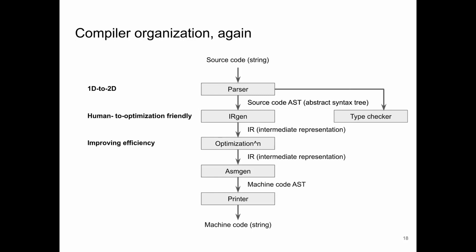So here is the summary of the things. Parser is translating a one-dimensional object to a two-dimensional object. IRGen is translating the human-friendly form of a program to an optimization-friendly form of the program. Optimization is improving efficiency. ASMGen is targeting physical resources. And printer is again translating a program from a two-dimensional object to a one-dimensional string.